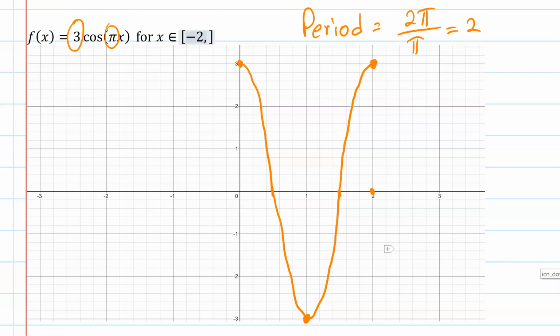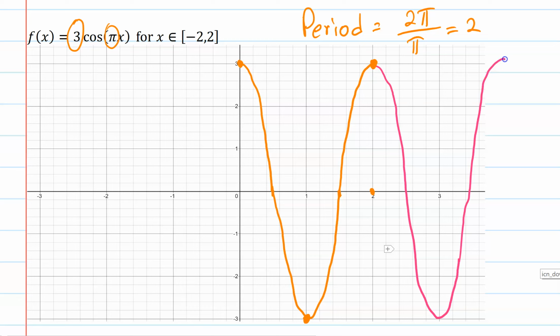I need to change that. That's good. Negative 2 to 2. I've done up to 2 now. If I did up to 4, it would repeat like that, like this. Down. It's a little off. Okay, down here up to negative 3 and then coming up and then reaching again the maximum at 4.